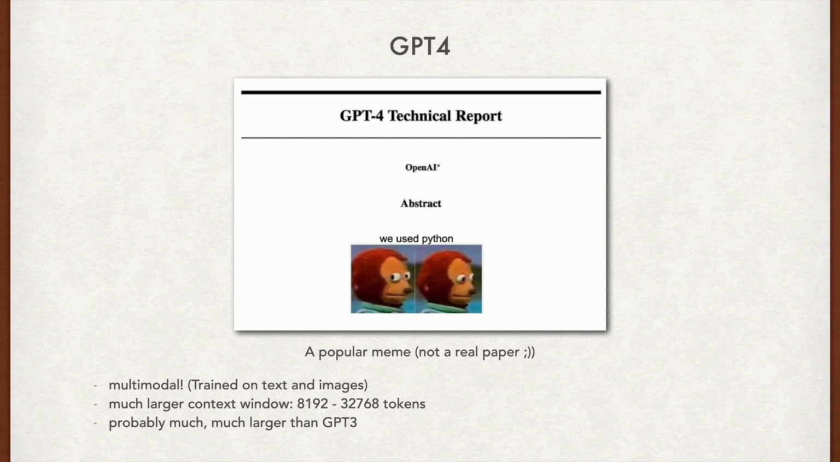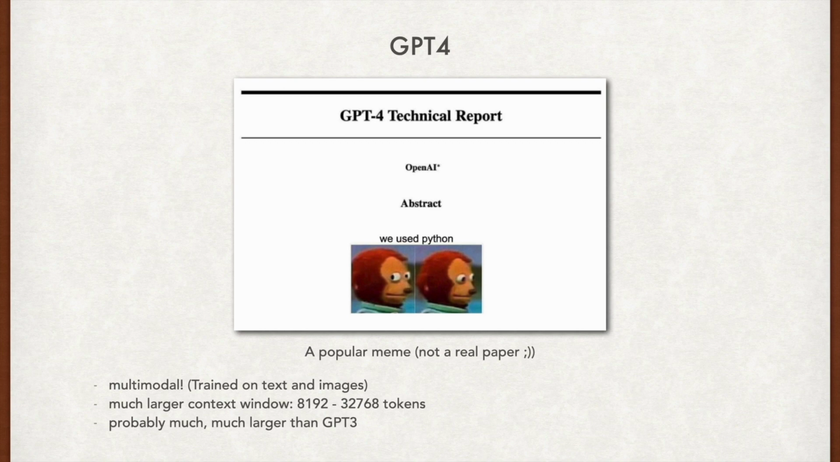However, we know that GPT-4 is not unimodal. It is trained on 2 modalities, texts and images. And this is a huge step forward, as relating words to images might be crucial to understand the world better. Moreover, we also know that the context window is much larger.